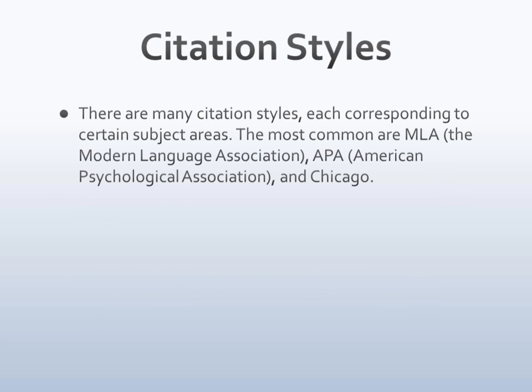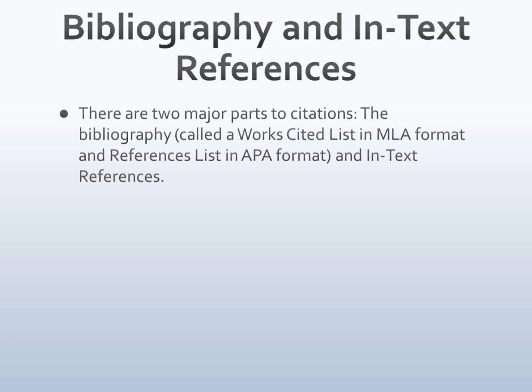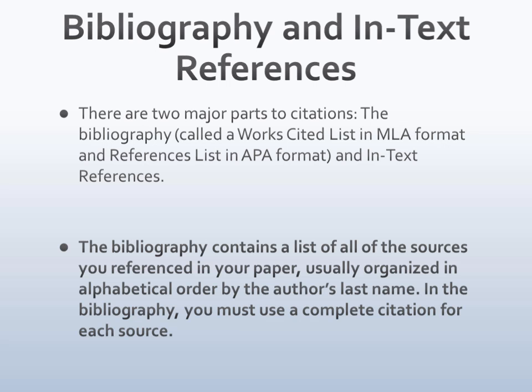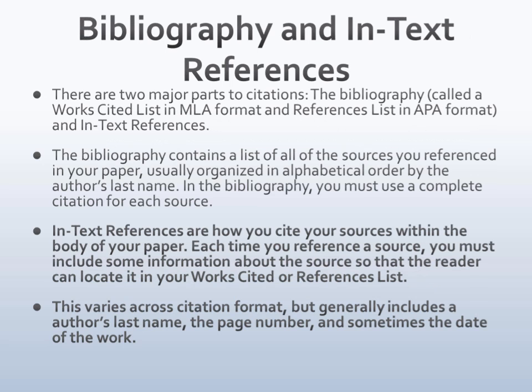There are many citation styles, each corresponding to different subject areas. The most common are MLA, APA, and Chicago. There are two major parts to citations: the bibliography and in-text references. In MLA, the bibliography is called a Works Cited list. In APA, this is called a references list. The bibliography contains a list of all of the sources you referenced in your paper, usually organized in alphabetical order by the author's last name. In the bibliography, you must use a complete citation for each source.